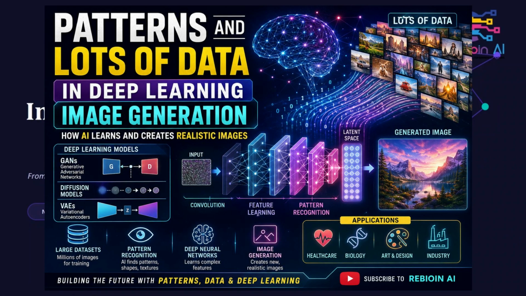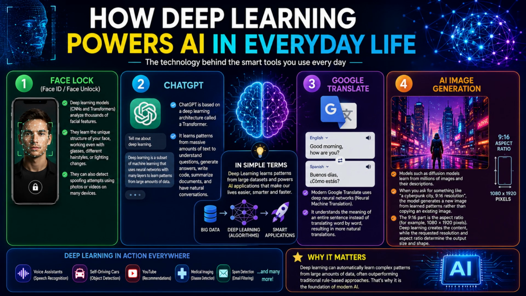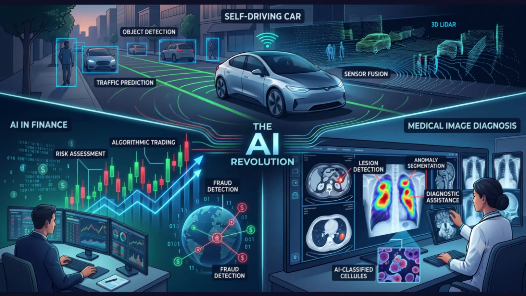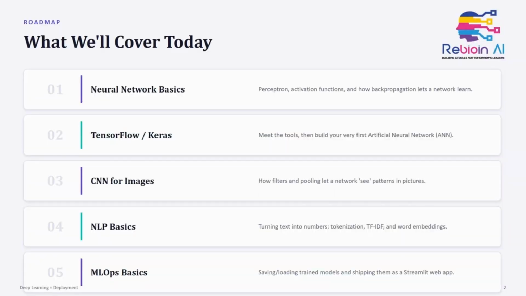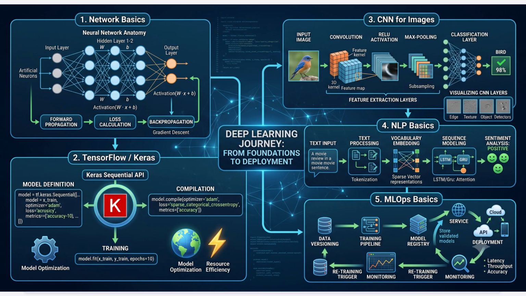And where can we see this deep learning involvement? We can see deep learning in the face lock feature in mobiles, in ChatGPT, Google Translate, self-driving cars, and in medical image diagnosis. Today in this video, I will cover 5 modules telling everything about deep learning. Firstly, we'll discuss neural network basics, then TensorFlow Keras, CNN for images, NLP basics, and MLOps basics.